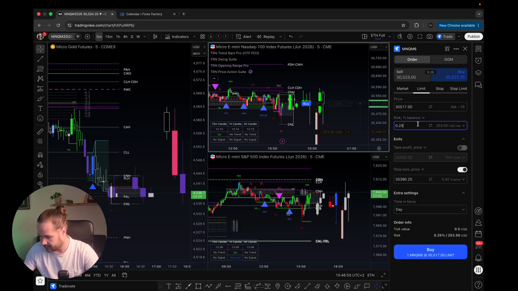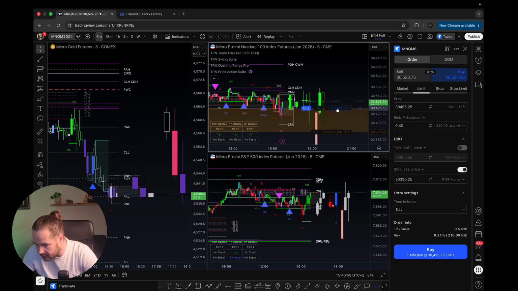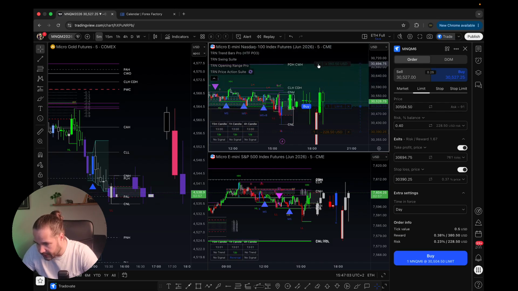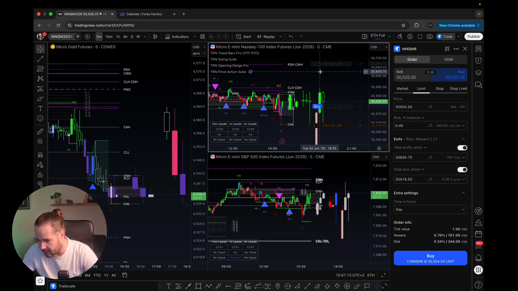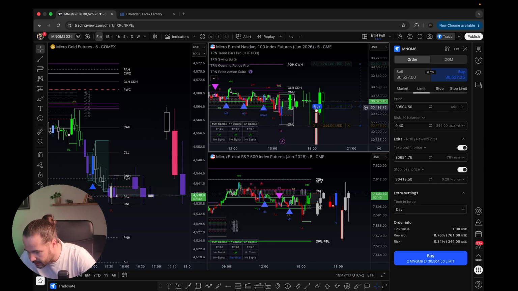Limit order at the high of the bullish reversal bar. Target previous day high for a good risk reward ratio, and then the stop loss right below here, the pullback of the bullish reversal bar. So it's around a risk reward ratio of 2. It's fine. Let's give it a try.